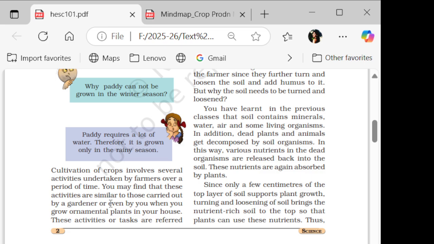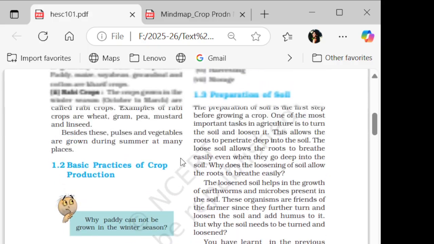Actually, while it is raining heavily, that time the rice plants are planted in the field, and then the field has to be soaked in water. There has to be a lot of water in the field when the rice saplings are planted, and then the paddy crop grows.